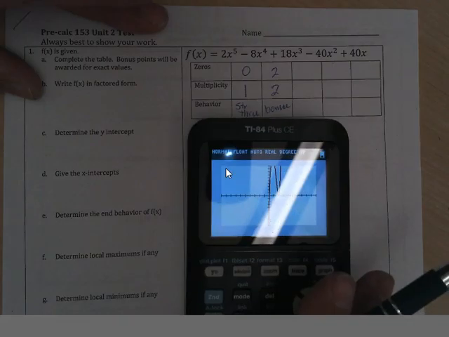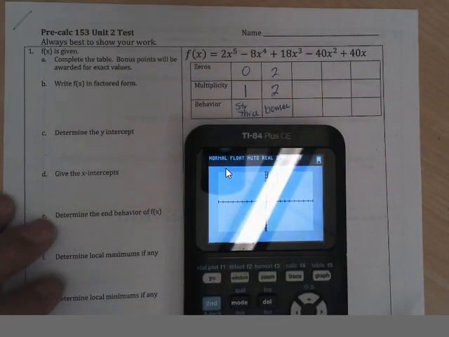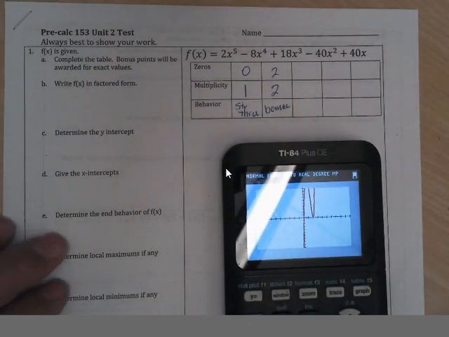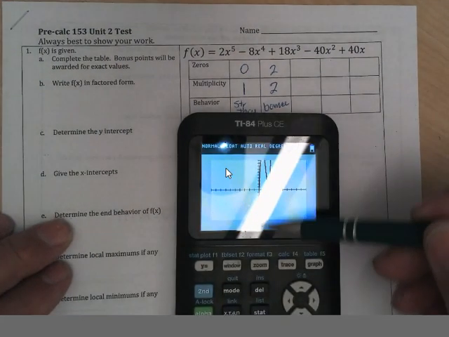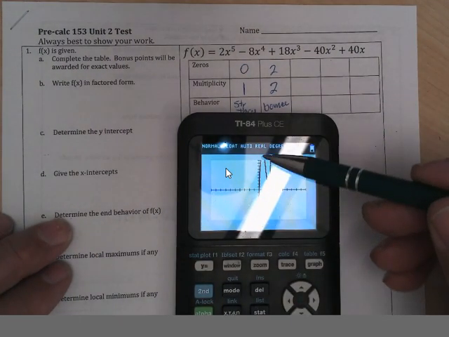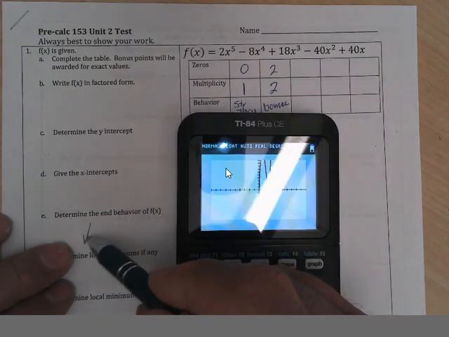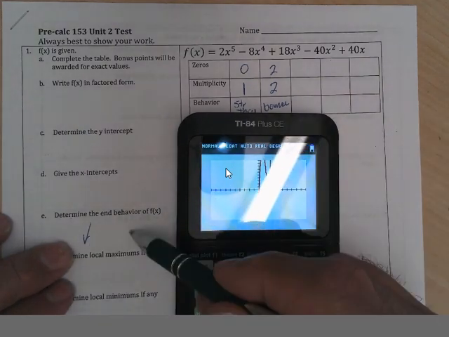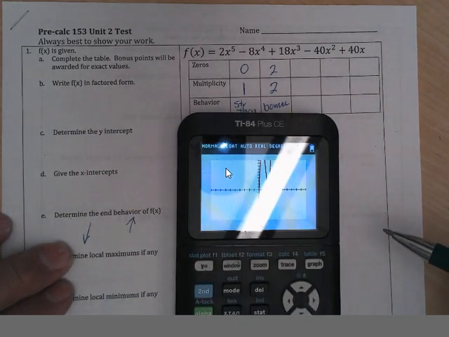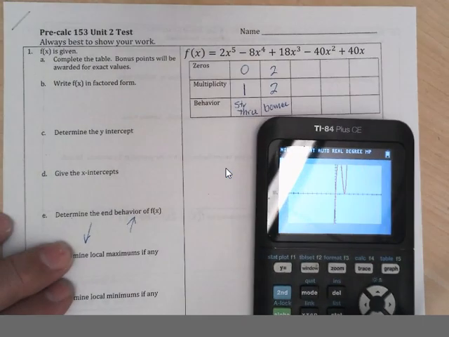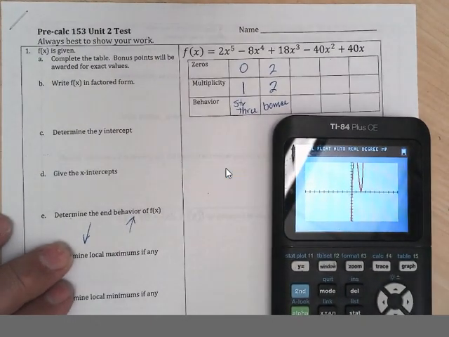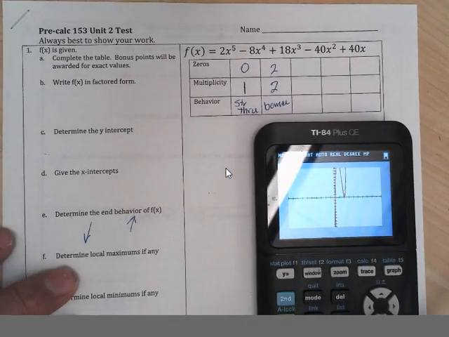Now, as long as I'm looking at the graph, let's take a look at all this. End behavior. So it looks like it started from down below, came up, so this end is down and the other end is going up. Let's put that out of the reflection there. What else do I have here?